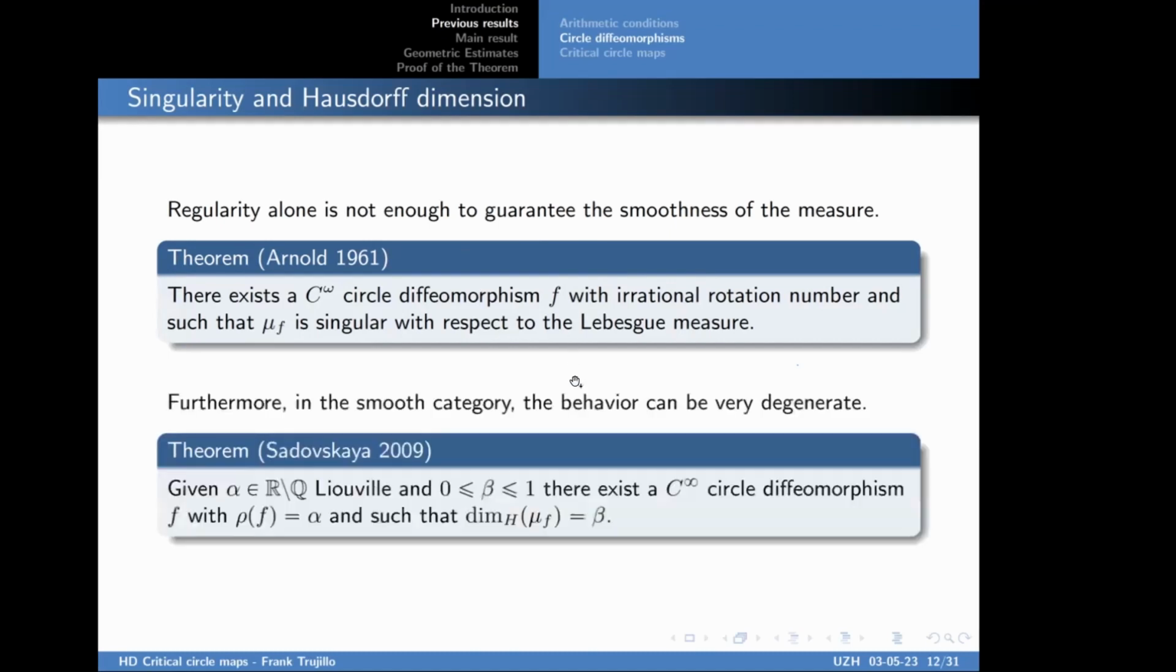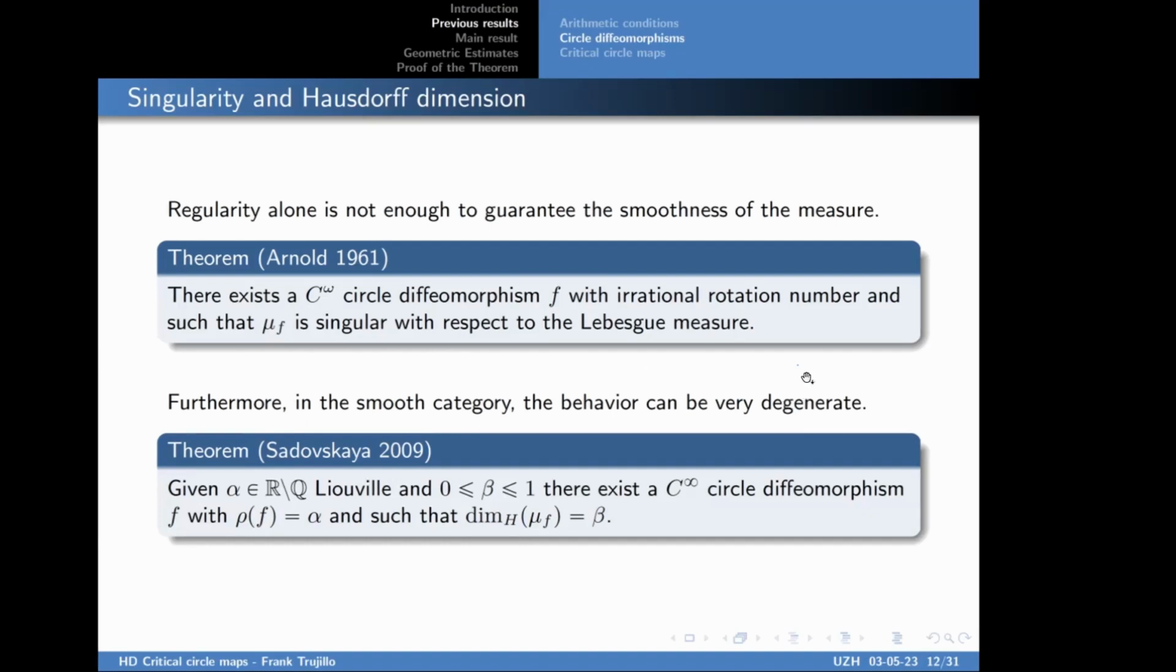So I do need to assume something on the rotation number if I want to say something about the invariant measure. But actually, if you are willing to decrease the regularity a little bit, the behavior can get as distorted as you wish. There's a result by Victoria Sadovskaya, which shows that for any Liouville rotation number that you pick, there are examples of circle diffeomorphisms with that precise rotation number, whose invariant measure is not only singular, but has any Hausdorff dimension that you choose between 0 and 1. So you can have a behavior as distorted as you wish. Again, this is when you assume that the rotation number is Liouville. So the circle diffeomorphism case is very well understood. That's one of the reasons why I'm considering critical circle maps.